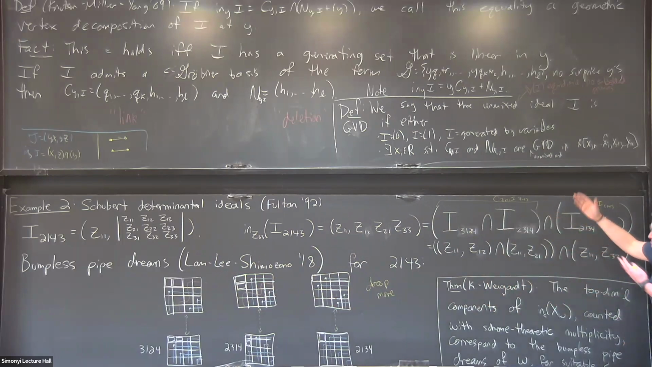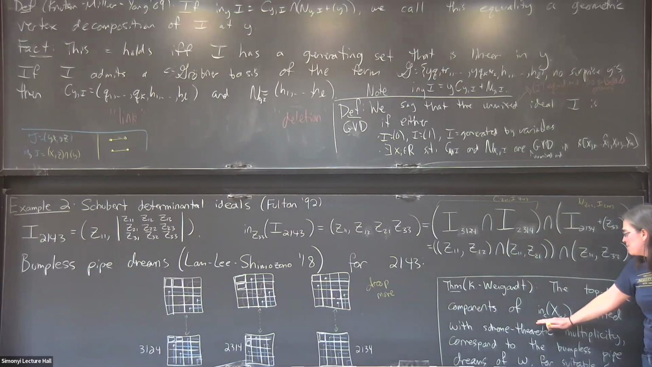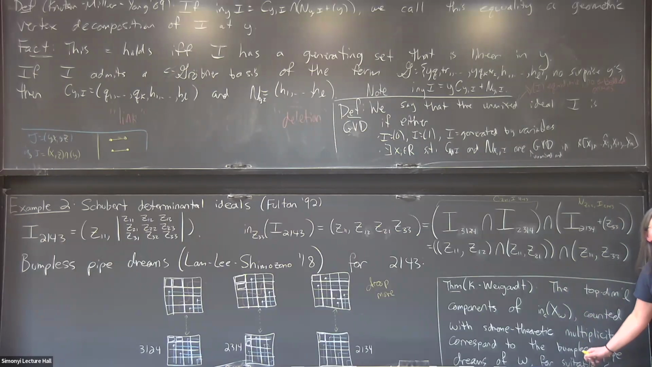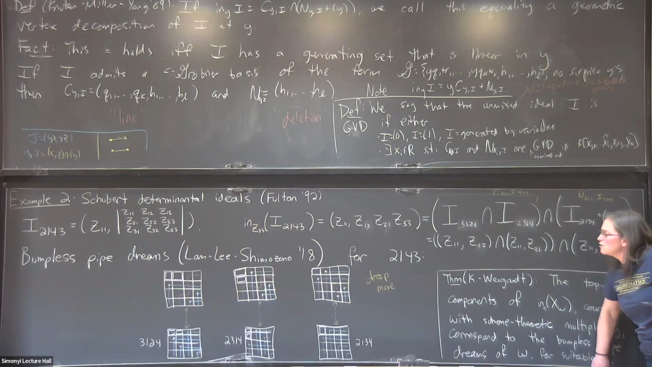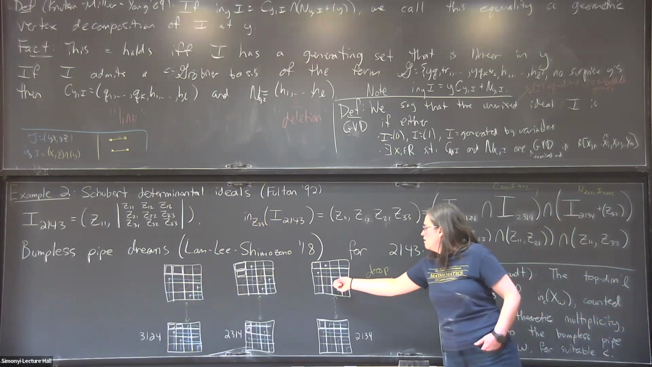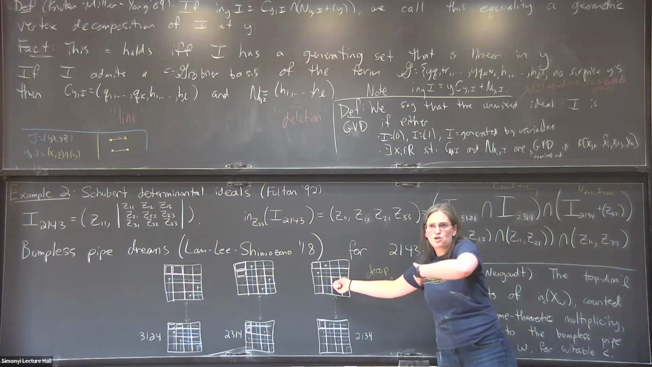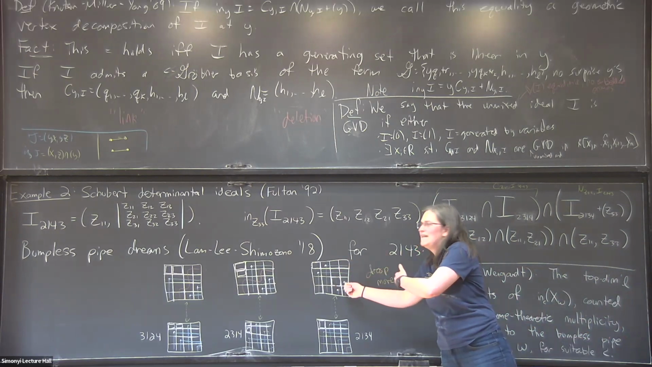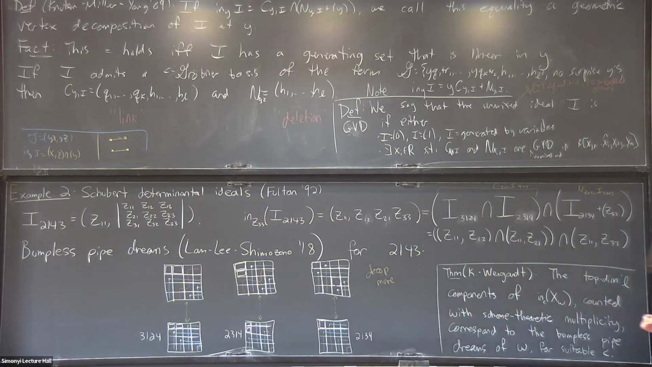And this is also in the algebra and geometry part of my flat deformation. So what this allows us to do is count the top dimensional components of the initial scheme, which may not be reduced. We count them with scheme theoretic multiplicity, and these correspond to the bumpless pipe dreams for the permutation W. And so this is for term orders where I'm always going to pick a box in this corner, so southeast, to be biggest.